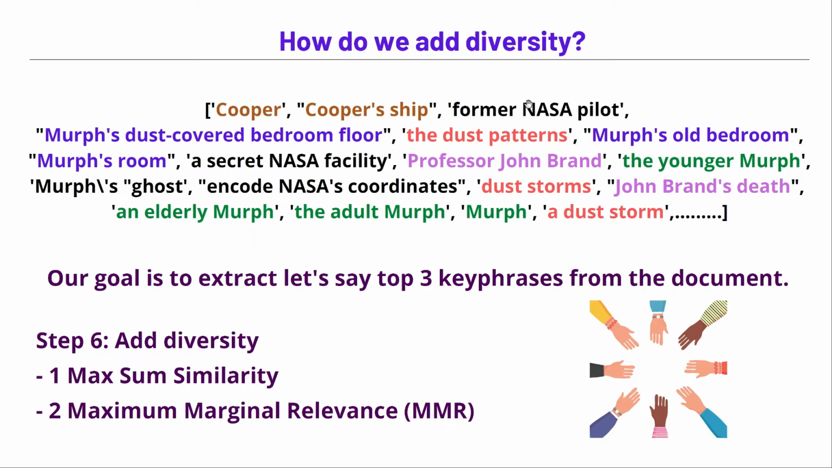As you can see, I've color coded keywords that are close to each other, which you want to group and keep only one keyword from. The interesting thing is that there are at least 2 algorithms that we are going to see. One is called Max Sum Similarity, and the second is Maximum Marginal Relevance, MMR. We are going to get an understanding of how these two work.